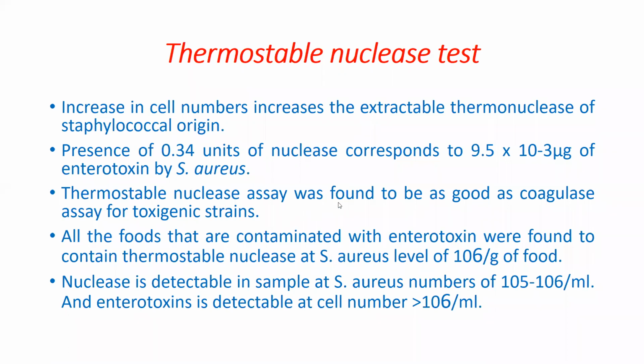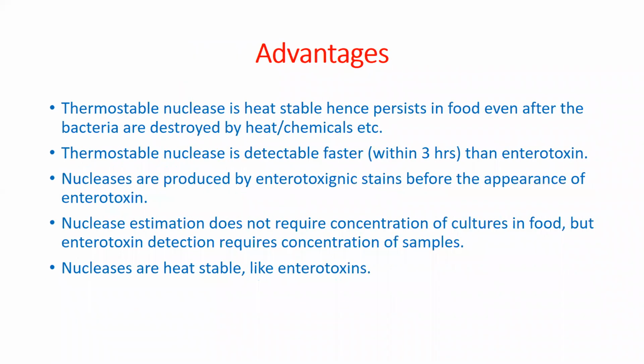So the thermostable nuclease assay was found to be as good as the coagulase assay for toxigenic strains, and all the foods contaminated with enterotoxin were found to contain thermostable nuclease at a Staphylococcus aureus level of 10 to the power 6 CFU per gram of food. Nuclease is detectable in a sample at Staphylococcus numbers of 10 to the power 5 to 10 to the power 6 per ml, and enterotoxin is detectable at a cell count of more than 10 to the power 6 per ml. Okay, so that's why we are focusing on the nuclease test.